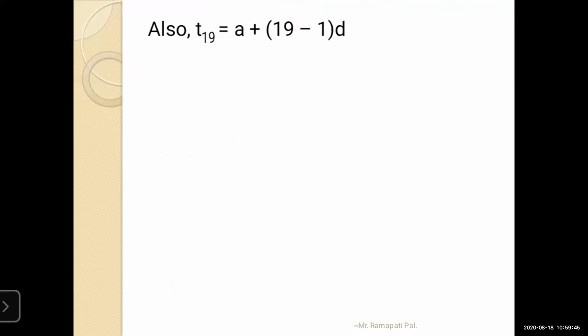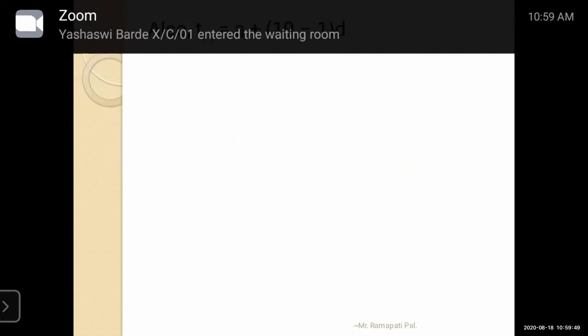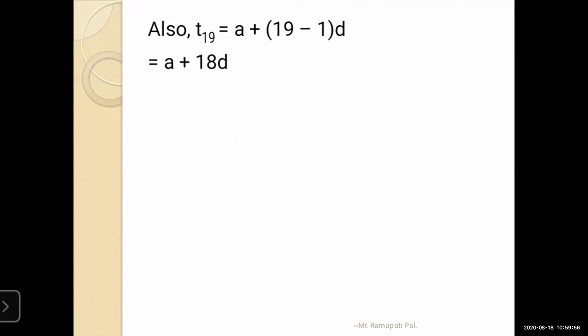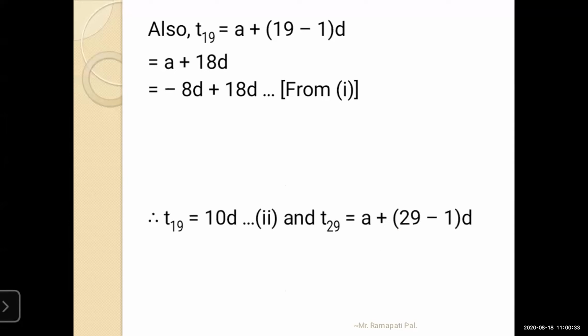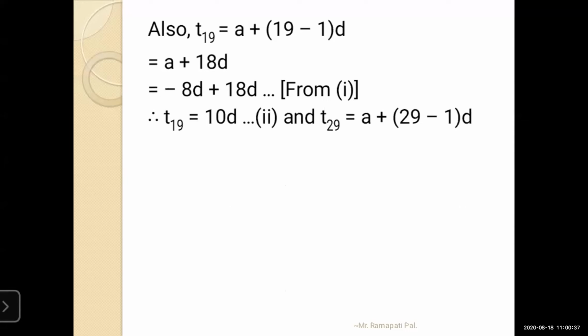Now, after this, T19 is equal to, again, the same, A plus (19 minus 1) D. 19 minus 1 is 18. So T19 is A plus 18D. Correct? But we know A. What is A? A is minus 8D. So we will substitute that value in the place of A. So it becomes minus 8D plus 18D. What is 18 minus 8? That is 10D. Means T19 is equal to 10D.